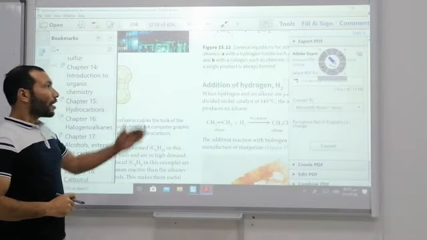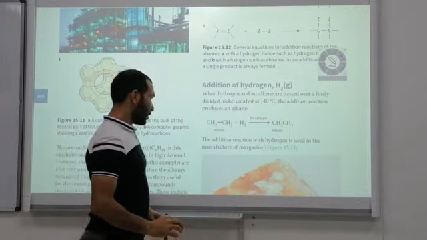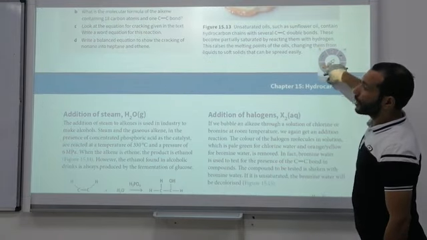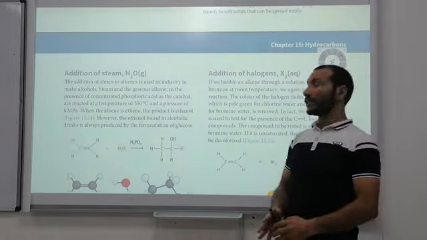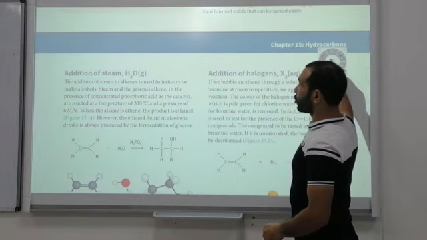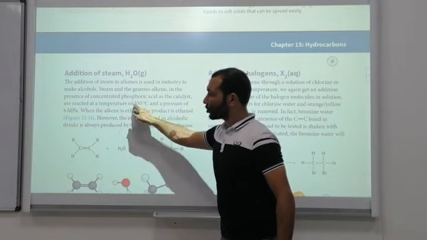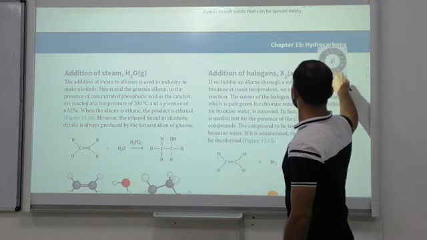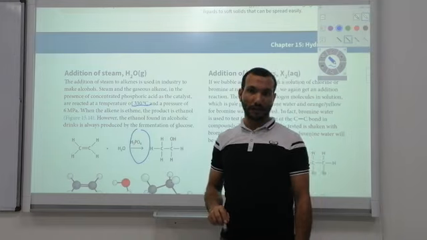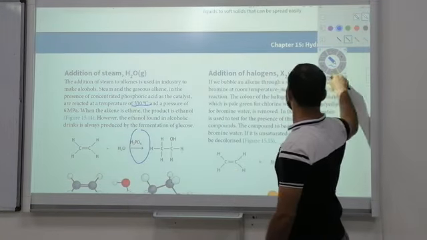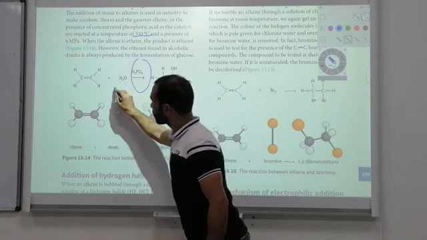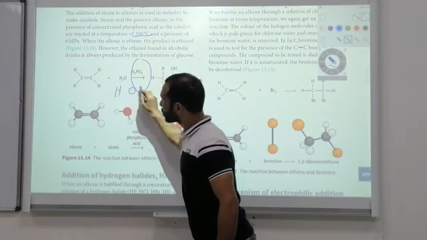Number two, after addition, if you need another type, we have the addition of steam. What is the meaning of addition of steam? Addition of steam means to add water. How can we add the water? Of course, at a temperature of 330 degrees, and in the presence of H3PO4, phosphoric acid, we will add H2O, written as H here and OH.